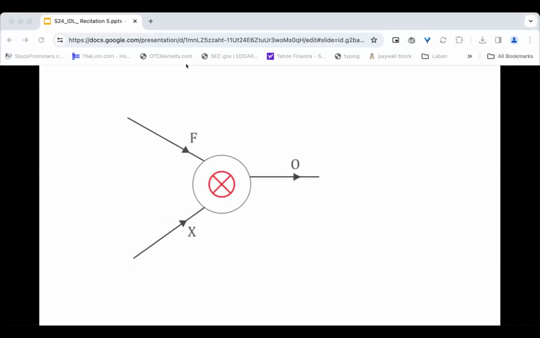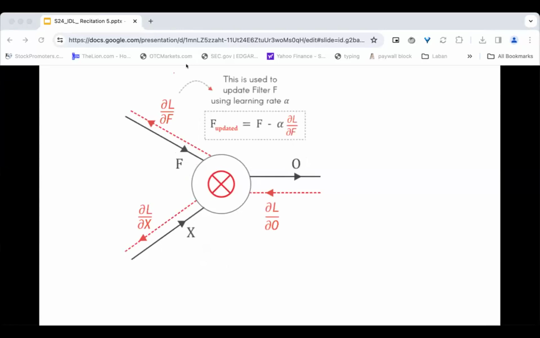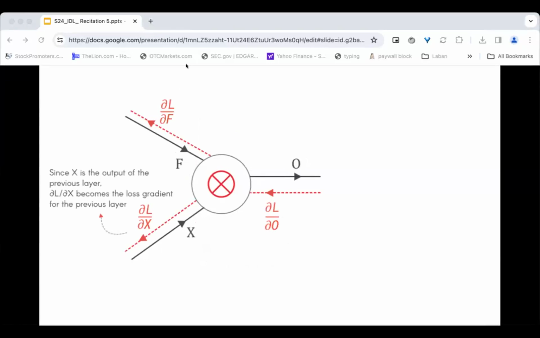So let's think about the function as a convolution, where the convolution is between the input matrix X and a filter F, giving the output of the convolution O. Here, the gradient of the loss from the previous layer is denoted as dL/dO, and we'd like to solve for dL/dF and dL/dX, with the understanding that dL/dF will be used to update the filter F using learning rate A, and dL/dX will become the loss gradient for the previous layer, since X is the output of the previous layer.